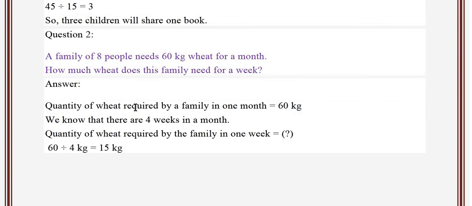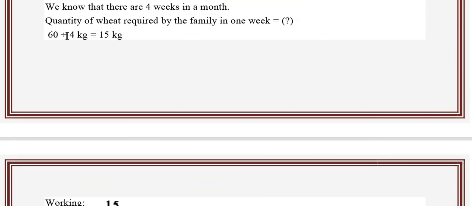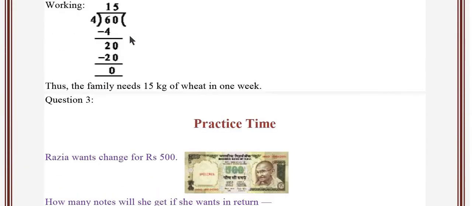So quantity of wheat required by a family in 1 month is equal to 60 kg. We know that there are 4 weeks in a month. Quantity of wheat required by the family in 1 week is equal to how much? 60 divided by 4 is equal to 15 kg, because in a month there are 4 weeks. So 60 divided by 4 is equal to 15 kg.